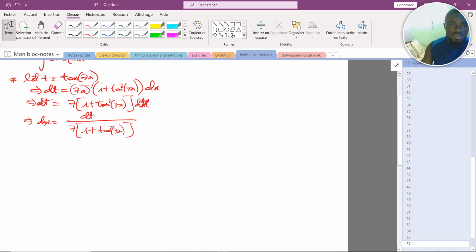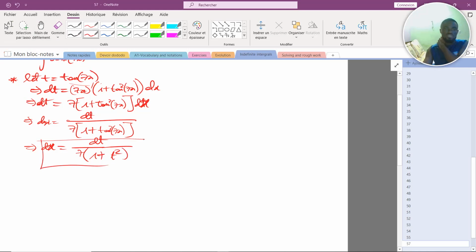You get what I'm saying? But remember, our t was equal to tan 7x. So this implies our dx will be equal to dt on 7 into 1 plus tan square what? Let me replace tan 7x by t, so this will make t squared. Is that okay? We have already our dx.